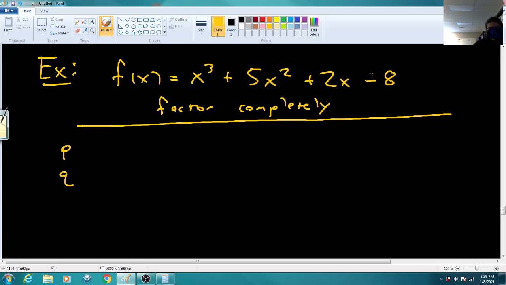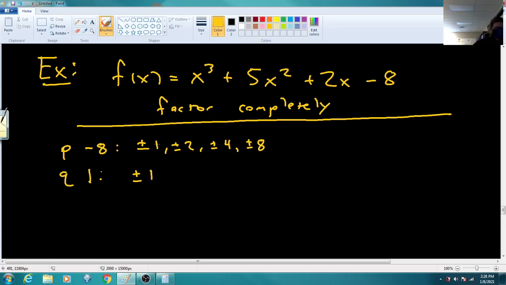P will be the last number out here without the x. It'll be the constant term, -8 in this case. Q will be the leading coefficient, the number in front of the x cubed term, which in this case has nothing written there, which means that's a 1. We're going to label all factors of p and all factors of q. All the numbers that divide evenly into -8 are plus minus 1, plus minus 2, plus minus 4, and plus minus 8 itself. All the numbers that divide evenly into 1 are just plus or minus 1.